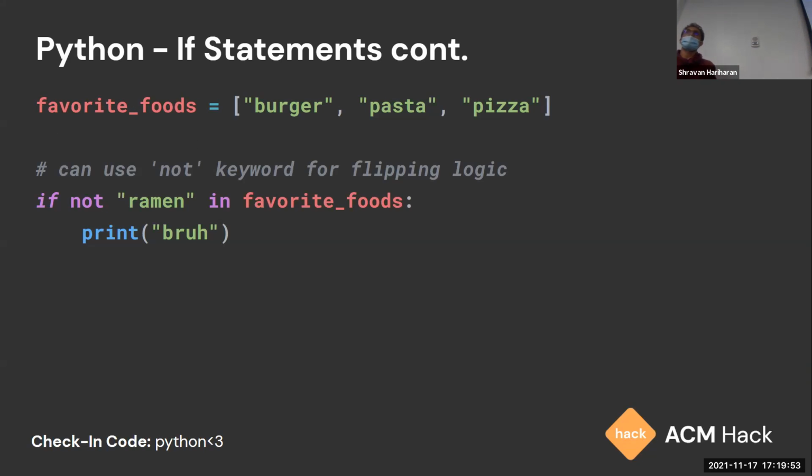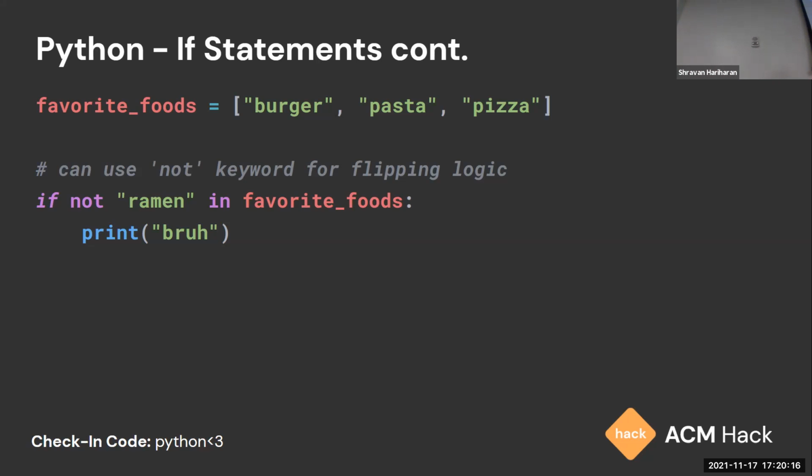Let's talk about if statements some more. For negating logic, we can use the not keyword to flip it. In many languages, you have the exclamation mark to flip logic, but here we have the not keyword. So if not ramen in favorite foods, what are you doing? Print bruh. That's why we have a list.